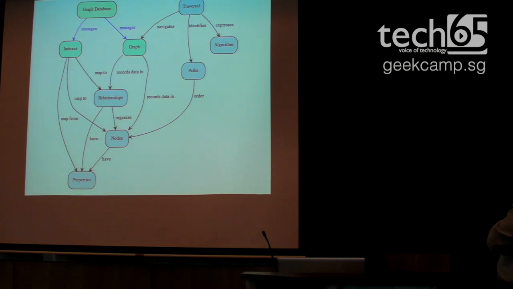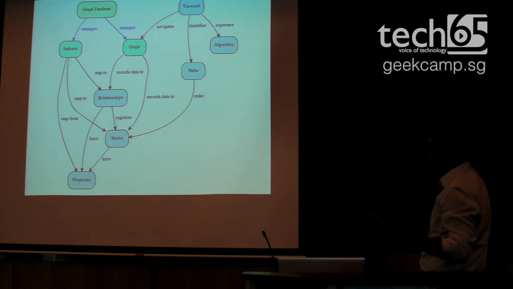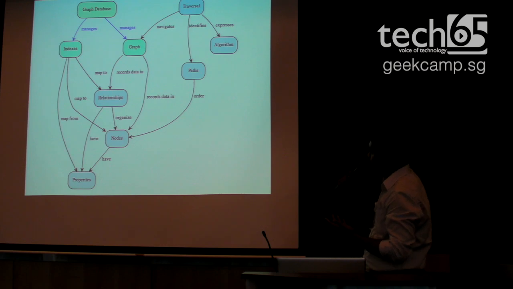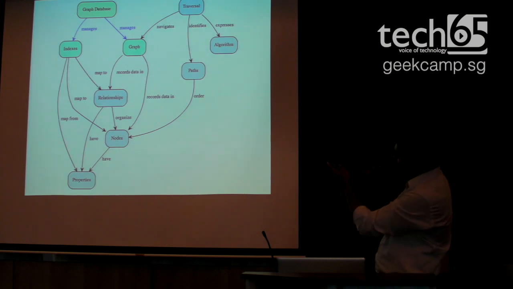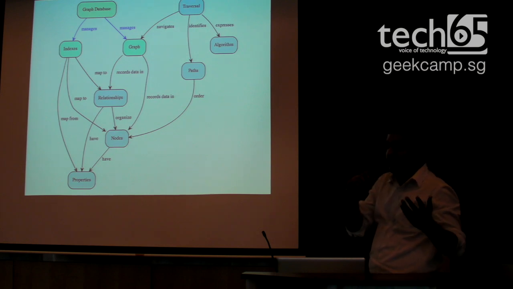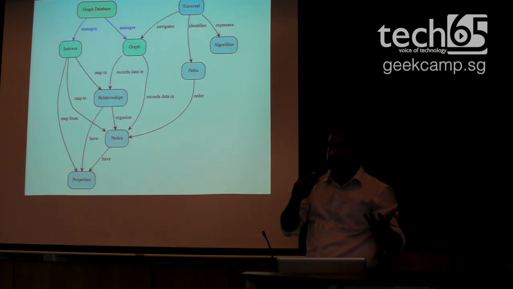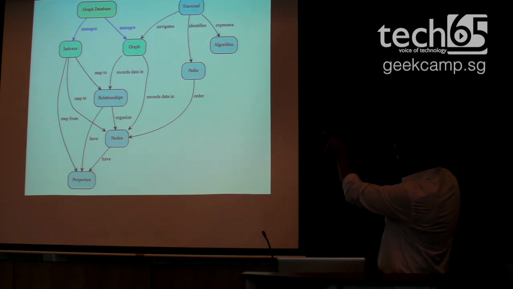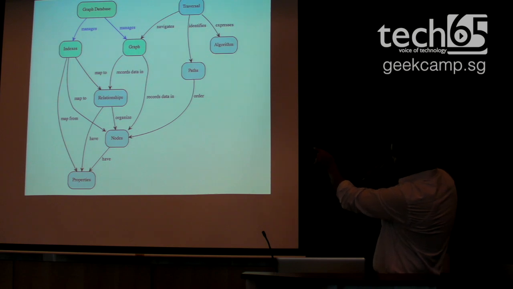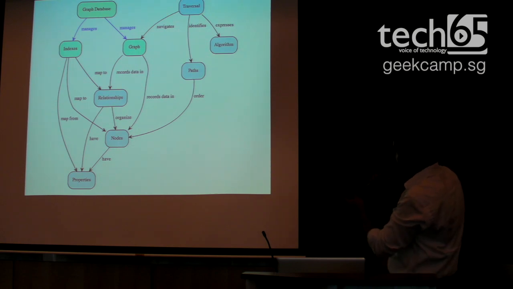So what are the things in a graph database that have properties? As you can see, if we answer that question, we have two things. We have relationships and we have nodes. How does a graph database record its information? Again, by looking at this, we can say that we record our data in relationships, and then we record our data in nodes.